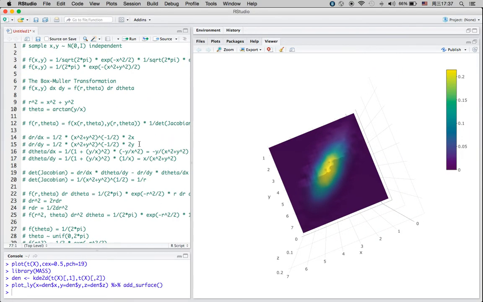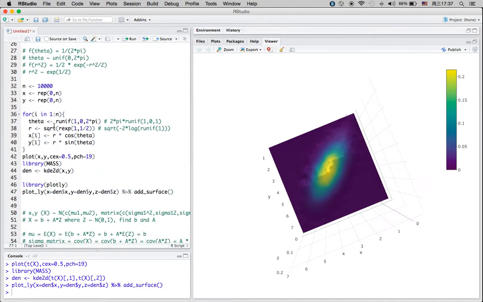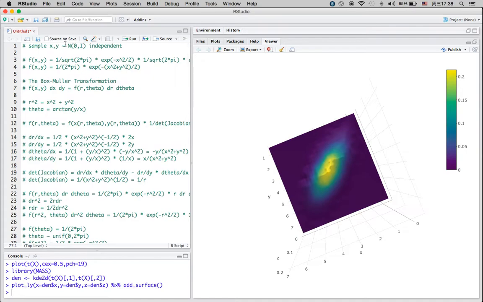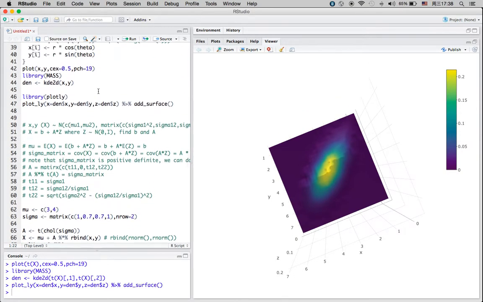So in summary, what we have done is sample from a uniform distribution to get theta and r, or r squared, and then convert them back to x and y, and then we get our bivariate standard normal distribution. Then we use the standard normal distribution to get our generalized normal distribution with some mu and some sigma.